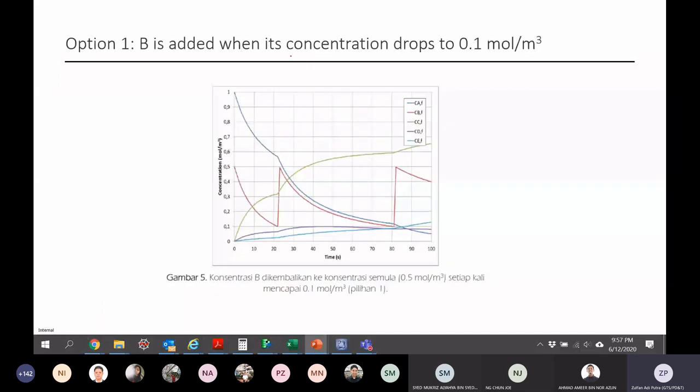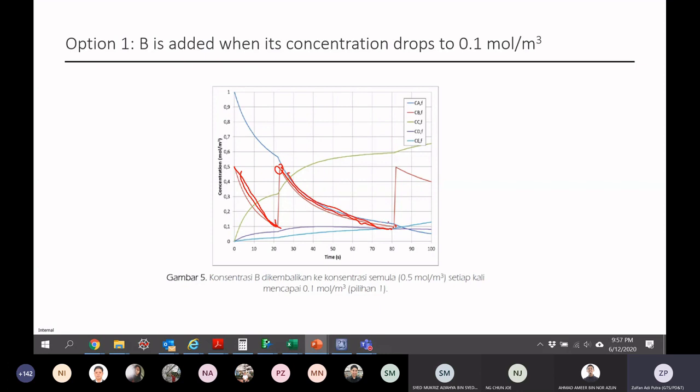And then I did not increase B initially, but when B drops to 0.1, for example, I add another B. So I add it there, and then the reaction continues until 0.1. So why do you think this curve is steeper than this curve?